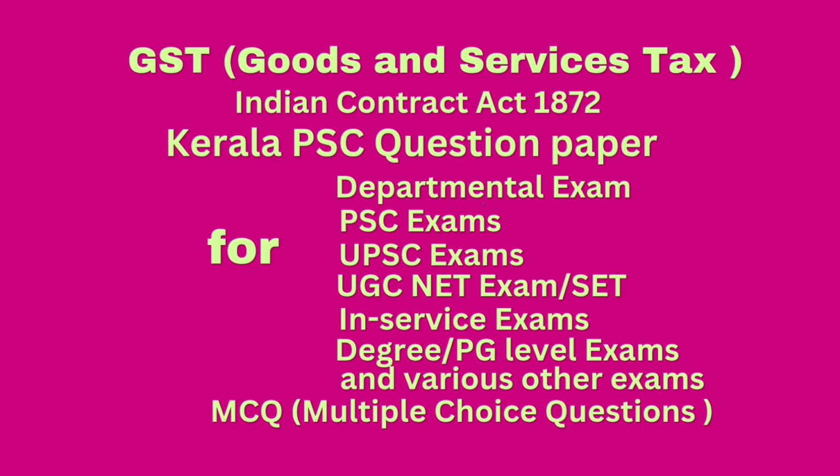Question number 33. The details submitted by the supplier in Form GSTR 1 are communicated to the registered taxable person in dash. Answer: Form GSTR 2A, after the due date of filing Form GSTR 1. Question number 34. Certificate to GSTP shall be issued in dash. Answer: Form GST PCT 02.